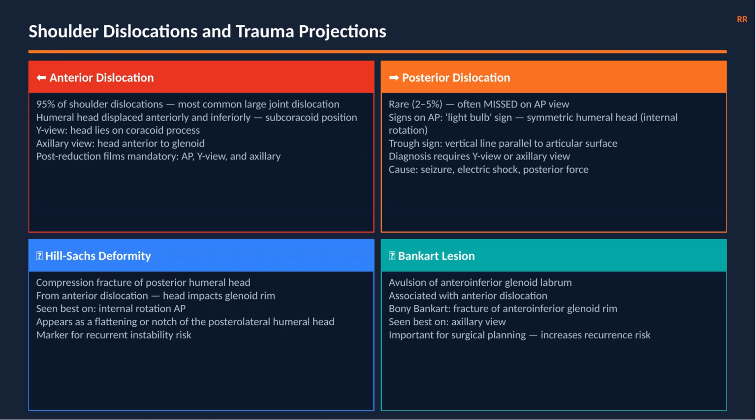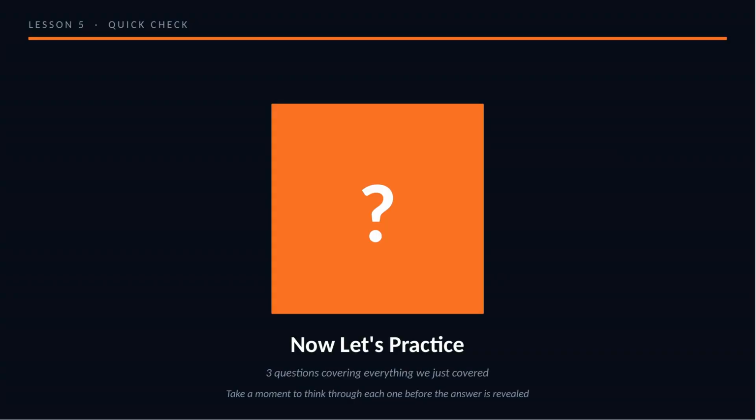Bankart lesion. Avulsion of the anteroinferior glenoid labrum, the cartilage rim of the socket. A bony Bankart involves a fracture of the anteroinferior glenoid rim itself. Best seen on axillary view. Critical for surgical planning. Increases recurrence risk significantly. 3 shoulder girdle questions.